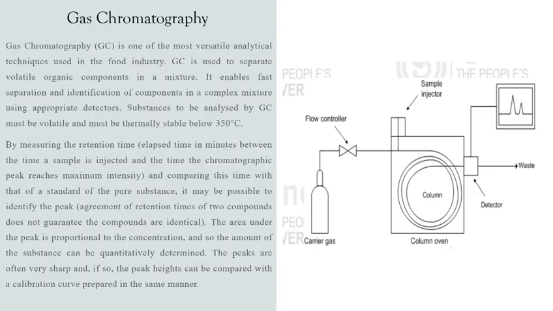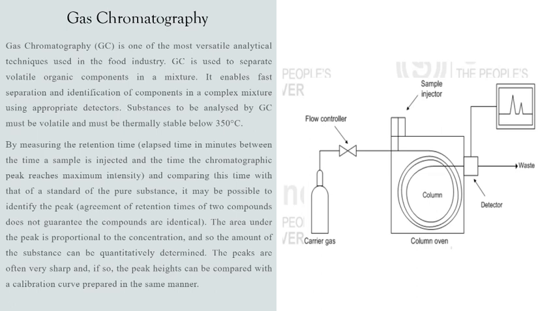First of all, chromatography is defined as a process by which solutes are separated by a dynamic differential migration in a system consisting of two or more phases, that is mobile phase and stationary phase, in which the particles are separated based on their differences in absorption, partition, solubility, vapor pressure, molecular size or ionic charge density. Gas chromatography is one of the most versatile analytical techniques used in the food industry, used to separate volatile organic compounds in a mixture, and it enables fast separation and identification of the components in a complex mixture using appropriate detectors.